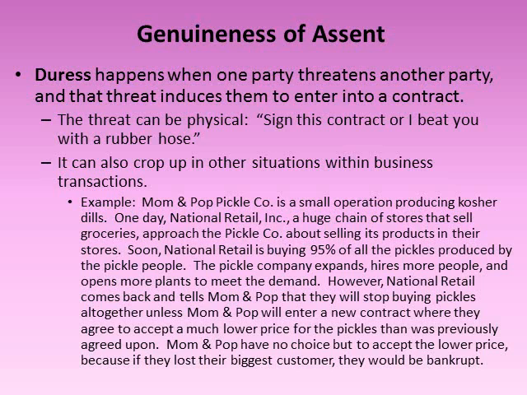However, National Retail comes back and tells Mom and Pop that they will stop buying pickles altogether unless Mom and Pop will enter into a new contract where they agree to accept a much lower price for the pickles than was previously agreed upon. So here, Mom and Pop have completely overextended themselves, probably built all these new plants and factories and pickle fields on credit just to meet this demand, and so their biggest customer has them over a barrel. So Mom and Pop have no choice but to accept the lower price, because if they lost their biggest customer, they would be bankrupt. So here you have a situation where the 800-pound gorilla, the big retail company, really has this little bitty pickle company in a tight spot. And so what are they going to do in this situation? They really feel like they have no choice.